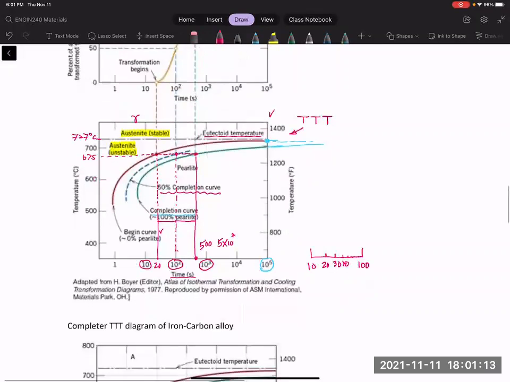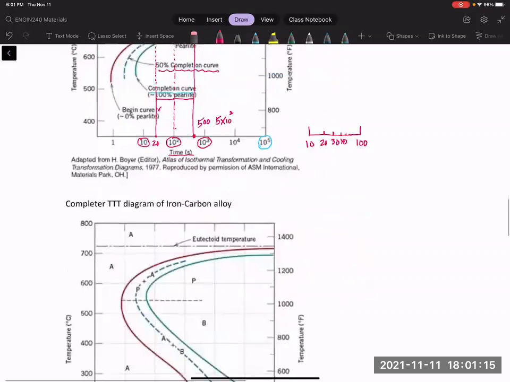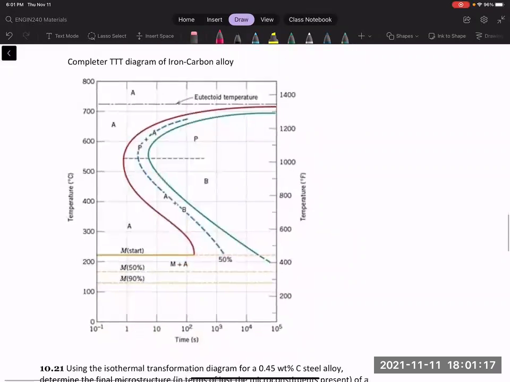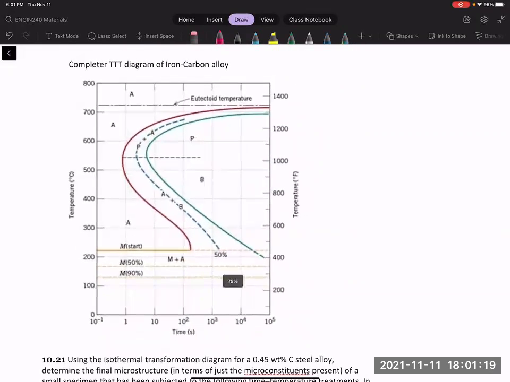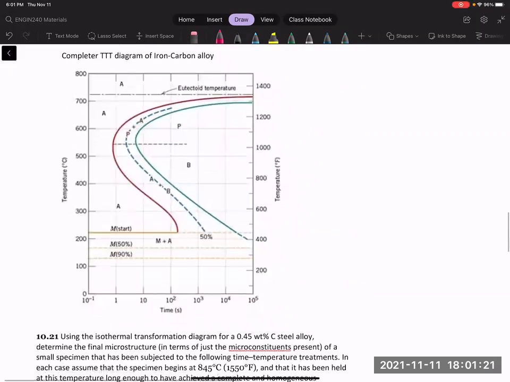So in the lab, we're going to show you some examples, but let me just show you one of the examples that you will do in your homework. In your homework, you will be asked to explain what kind of material will be formed after the transformation, given a certain situation.